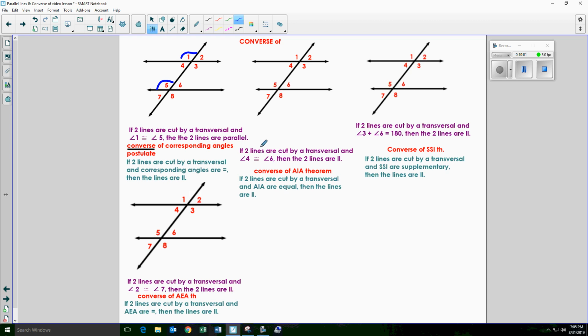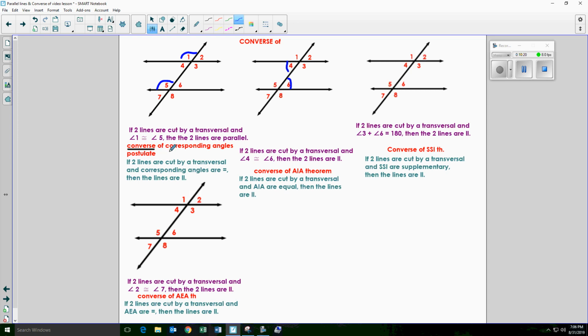Here, notice if we have two lines are cut by transversal and angle 4 is congruent to angle 6. So we have that scenario. That one is congruent to that. Remember, congruent would also mean that they're equal in measure. So remember, these are alternate interior angles. So that's why it says the converse of the alternate interior angles theorem.